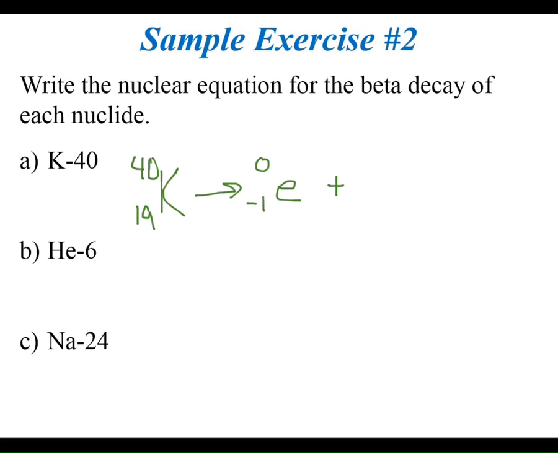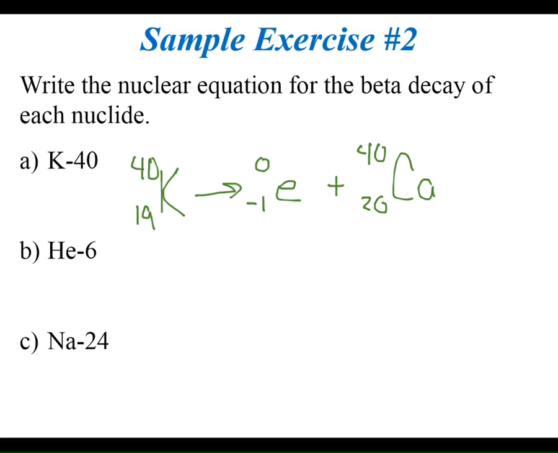So what must the atomic number be of my other daughter nuclide? Something minus 1 gives me 19. 18? Nope, 18 minus 1 gives me 17. 20, because something minus 1 has to give me 19. So it has to be 20. And 20 is what element? Okay. So what's the mass number for the calcium have to be? Still 40. 0 and something is 40, so it must be 40. There you go. So calcium-40.